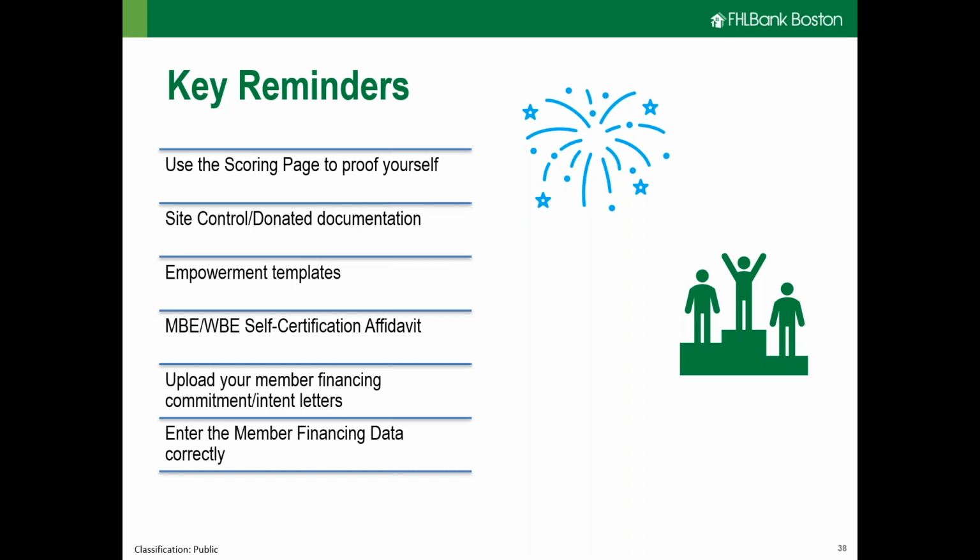Also, don't forget to upload your member financing commitment or intent letters, and make sure that the member financial data is entered correctly. All of these items are extremely important and can cause you to lose points as we go through the application. There's nothing worse than having a fantastic project that you're reading and excited about, and you get to the empowerment templates and they're not signed, or they're not on the right template. Those are a lot of points that are lost right there just by not following the directions.